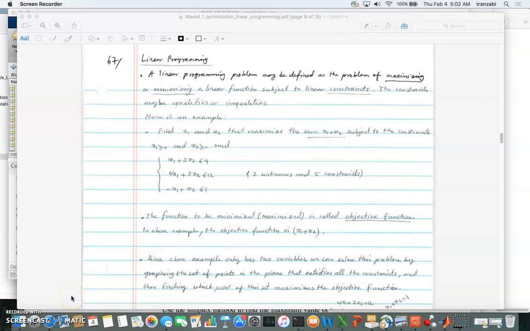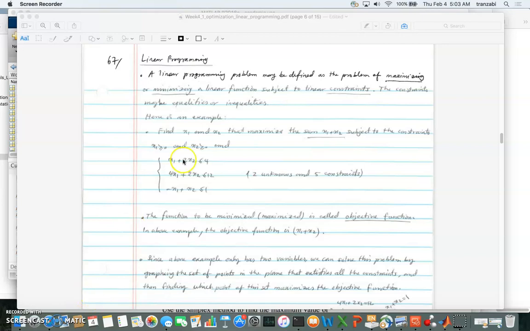Welcome back to che531. In this video, I'll be talking about linear programming. By definition, linear programming is the problem of optimizing a function subject to some constraints. The function that we want to optimize is called the objective function, and the constraints are just the constraints.